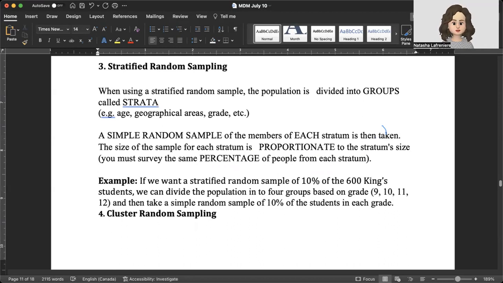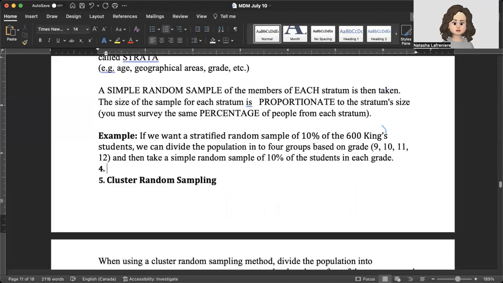Okay. So for example, if you want a stratified random sample of 10% of the 600 King students, we can divide the population into 4 groups based on grade, and then take a random sample of 10% of each grade. So that is a stratified random sample. Systematic means that it doesn't matter the category, you're just getting a certain amount, whereas stratified would be each group, and then you take this certain percentage from each group.